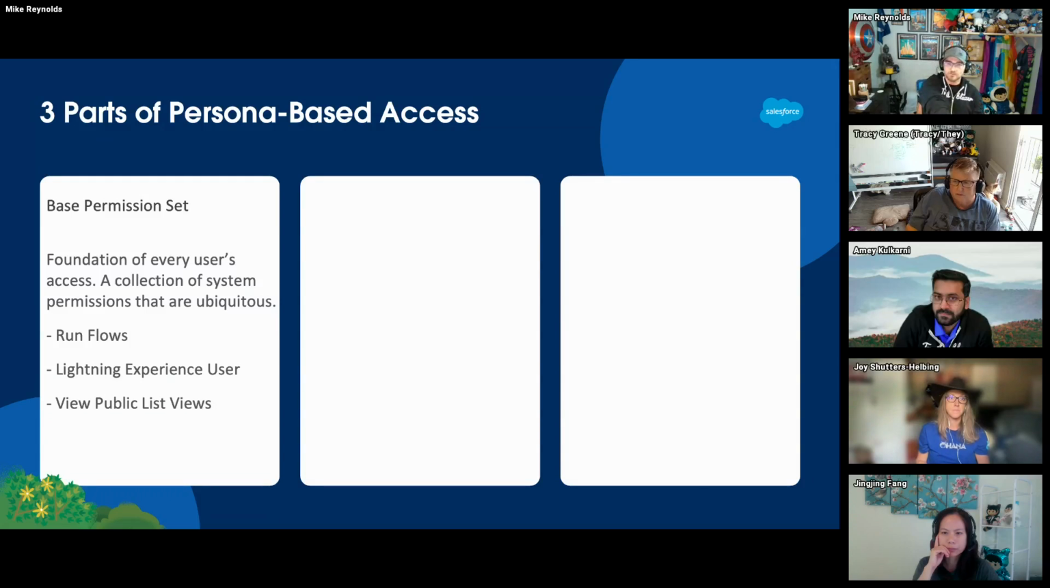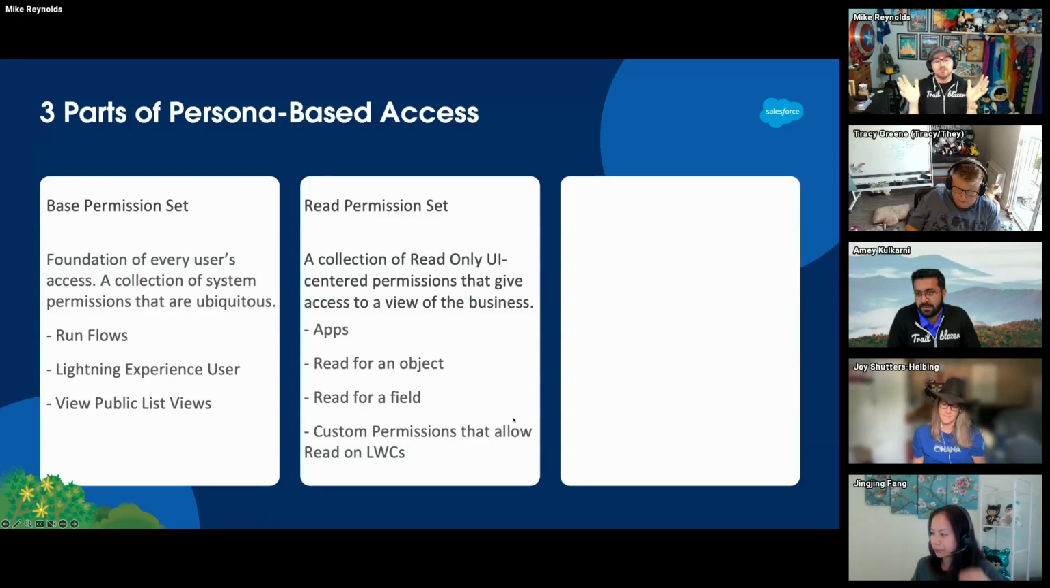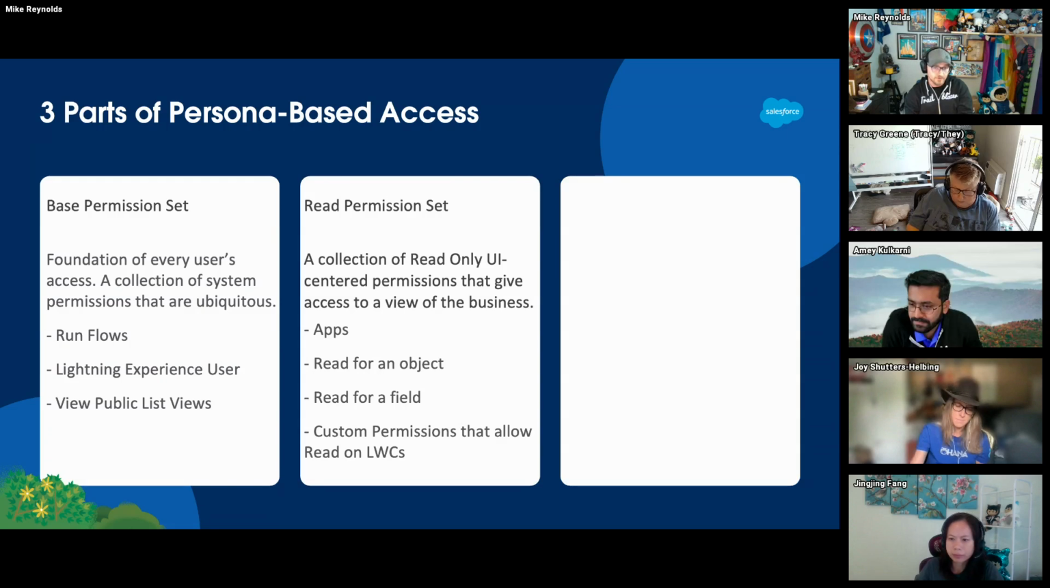Does this part make sense so far? Yes, no, maybe so? Yes. Cool. Next one is going to be the idea of a read permission set. This is really a UI permission set. I want you to think about it that way. This is going to be for apps. It's going to be for tabs, if you specify a license type. So you could do apps, tabs. You can do objects, read only, right?